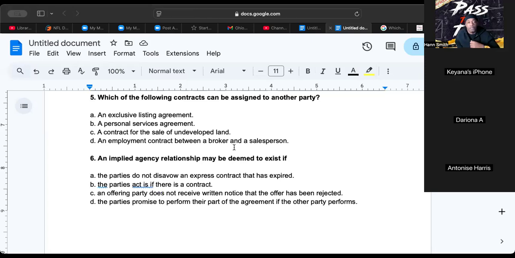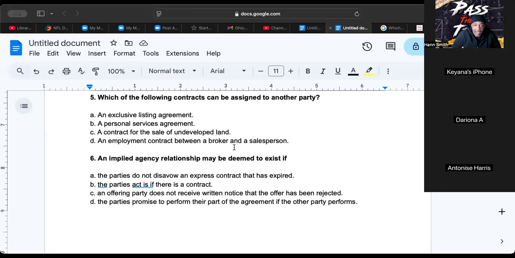Next question. Which of the following contracts can be assigned to another party? Here, what they're trying to test you on is if you know the difference between a contract that can be assignable and one that can't be assignable. Yesterday, we said service contracts cannot be assignable. So that rules out listings. If I got in a contract with you to cut your grass, anything that provides a service is not assignable.